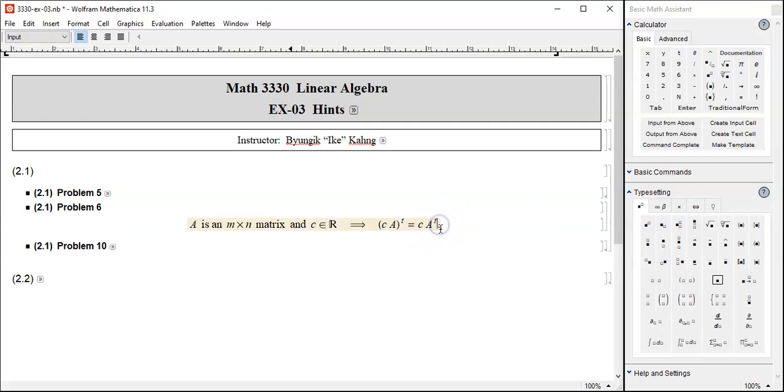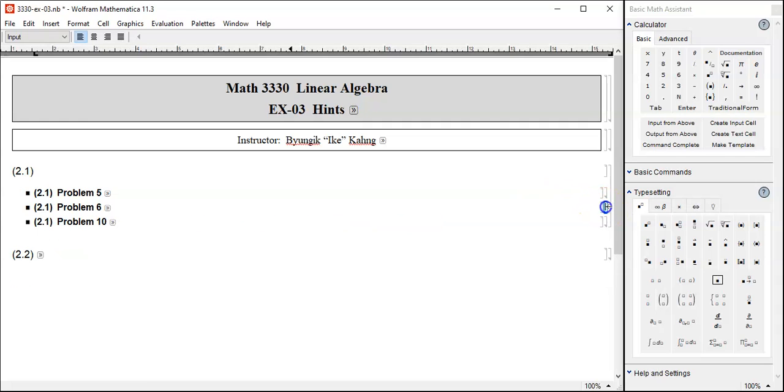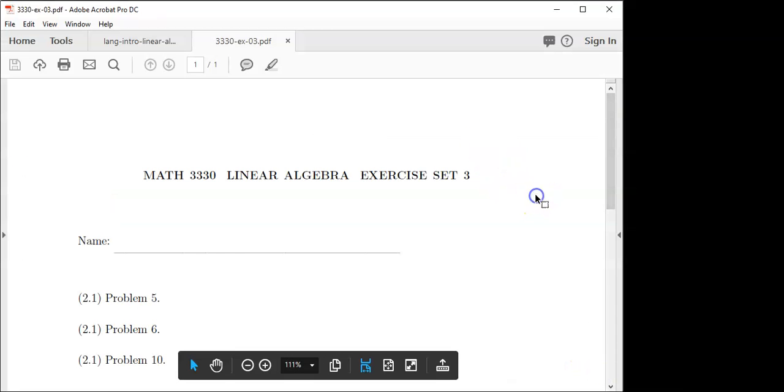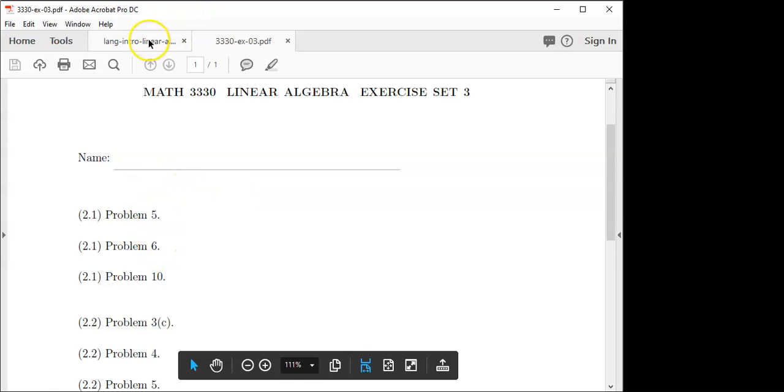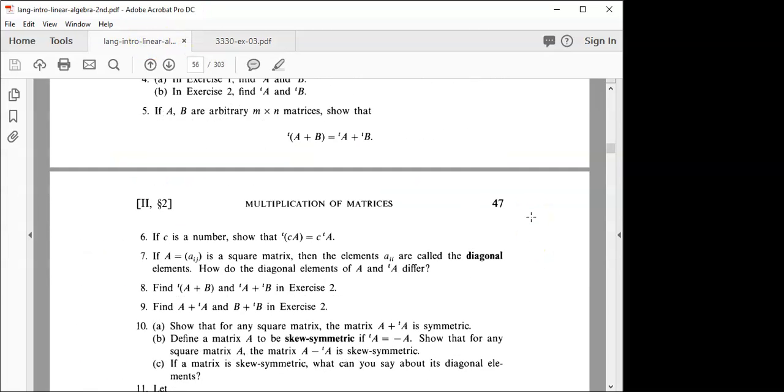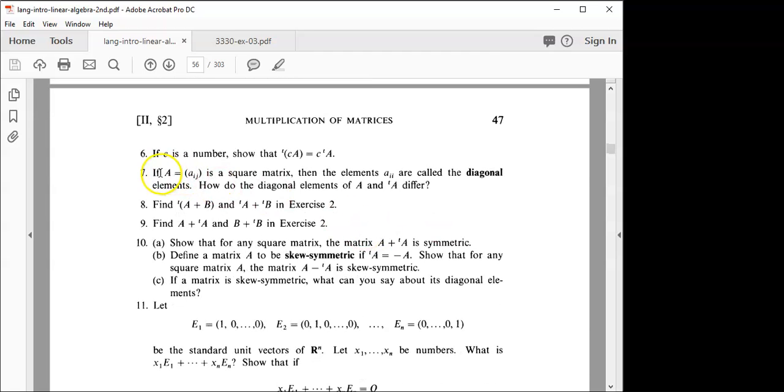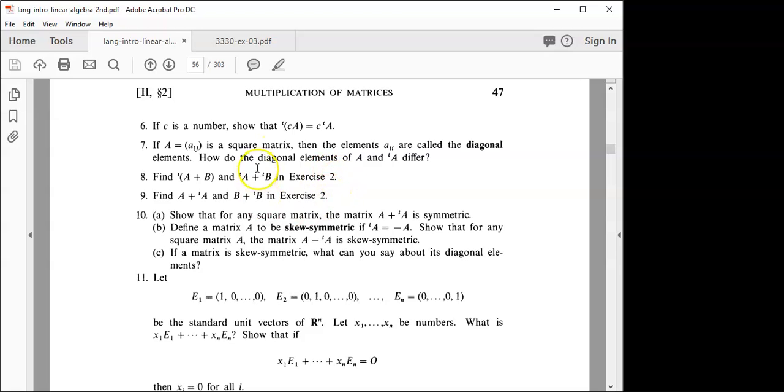And another problem here, this time scalar multiplication. Similar type of problem, if not exactly the same. Let's go to the PDF file again and see. I assigned 5, 6, and 10. And what are the other problems here? 6 and 7 are about diagonal elements and A and A transpose. 8 and 9 are pretty much elementary. Let's go to number 10. Is this really worthy? It's a proof problem, yes, so it looks like it's a worthy problem as well.